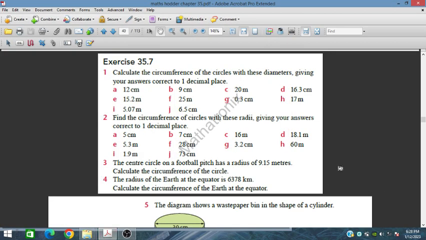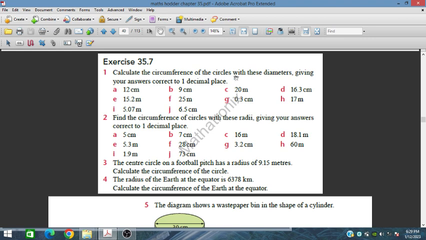Bismillahirrahmanirrahim. In this session, we will discuss the circumference of a circle in exercise 35.7 in the subject of mathematics for IGCSE and O level students. So in this session, we'll discuss the circumference of a circle. So let's start with question number 1.